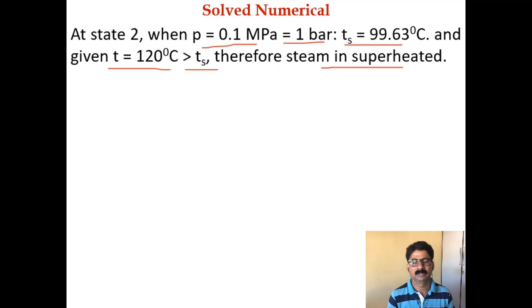After throttling, for the given pressure and temperature, you have to check the condition of the steam. Sometimes Ts and the given temperature may be the same, then it is dry steam, and you go through the dry steam table to find Hg. Suppose the given temperature, like 120, is more than the saturation temperature 99.63 degrees Celsius, then the steam is superheated. Then you have to go through the superheated steam table.